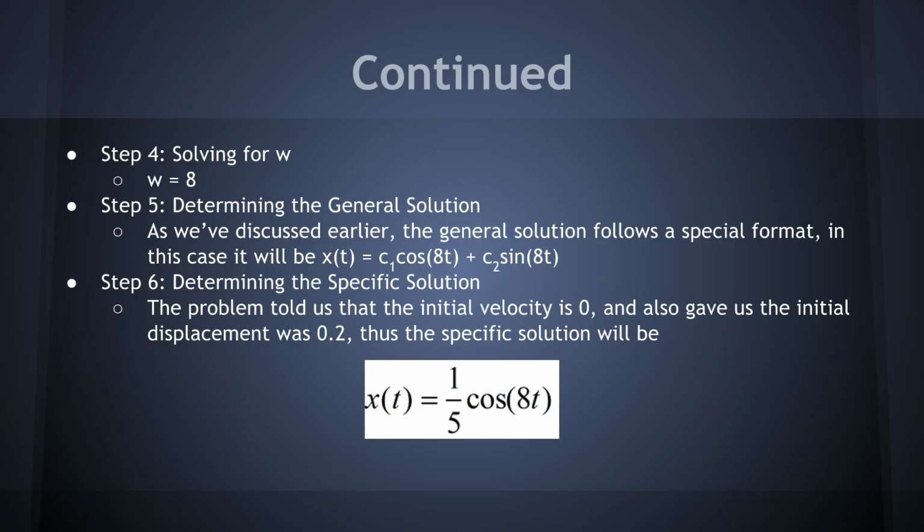Our next step is to solve for w, because w is the square root of the spring constant divided by the mass. It's simply the square root of 64, which is 8. Now we have enough information to determine the general solution, which in this case is x of t equals c1 times cosine of 8t plus c2 sine of 8t. And our last step is to determine the specific solution. The problem told us that the initial velocity is 0 and also gave us that the initial displacement was 0.2. The specific solution will simplify to 1/5 cosine of 8t.